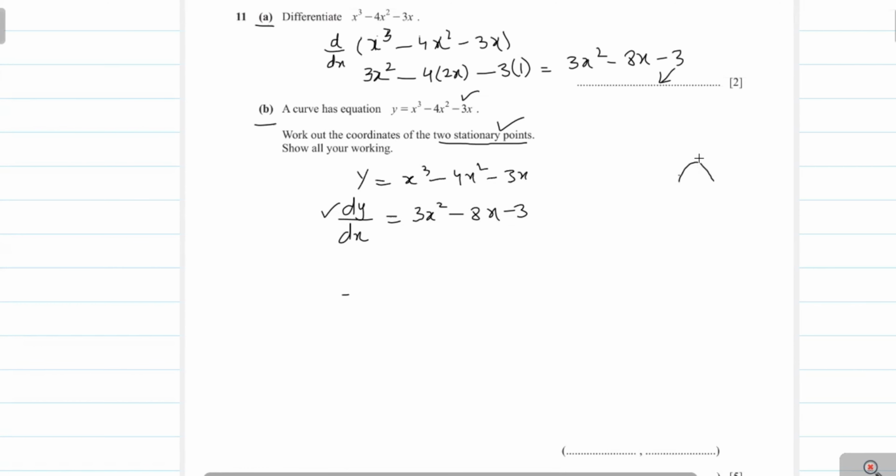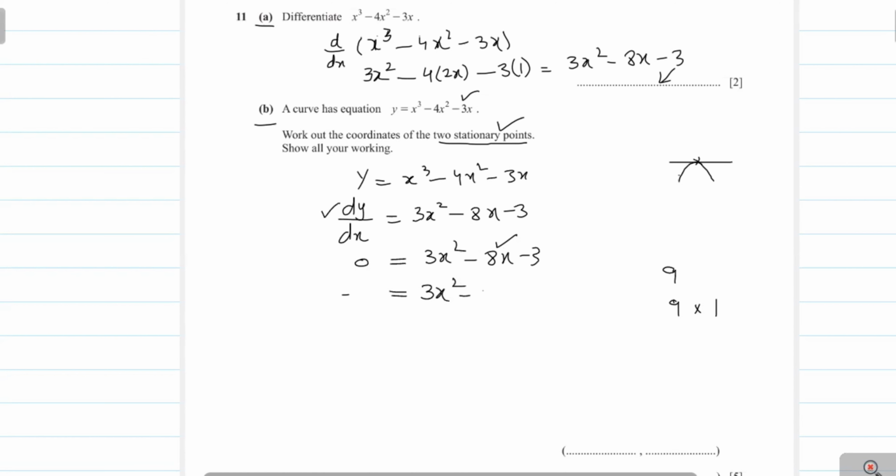The gradient of the tangent at stationary points is equal to 0. Therefore, we write here 0, and 3x square minus 8x minus 3 equal to 0. Now we factorize this expression using the middle term breaking rule. We multiply 3 into 3, which is 9. We take the factors of 9, which are 9 into 1. When we subtract, we get minus 8x.